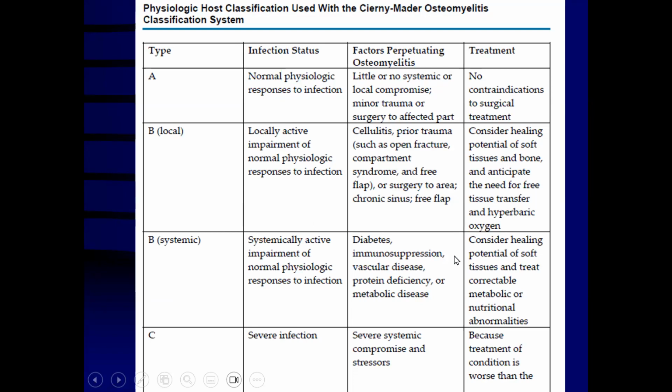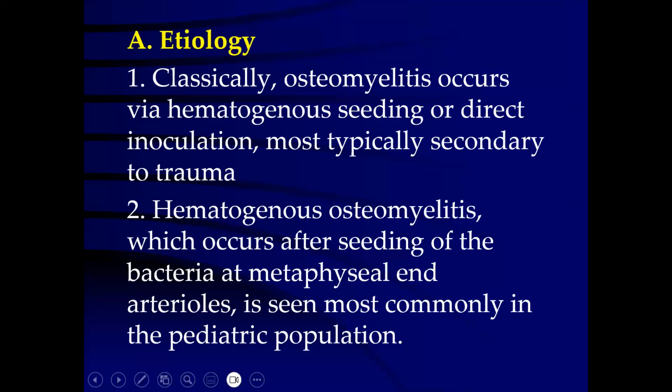What about biology? Classically, osteomyelitis occurs via hematogenous spread or direct inoculation, most typically secondary to trauma. Infection is obtained from the outside world. Seeding of the bacteria at the metaphyseal end arterioles is seen most commonly in the pediatric population.